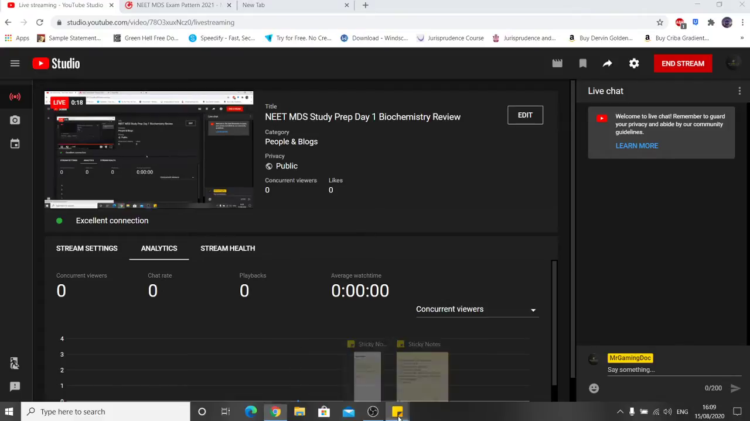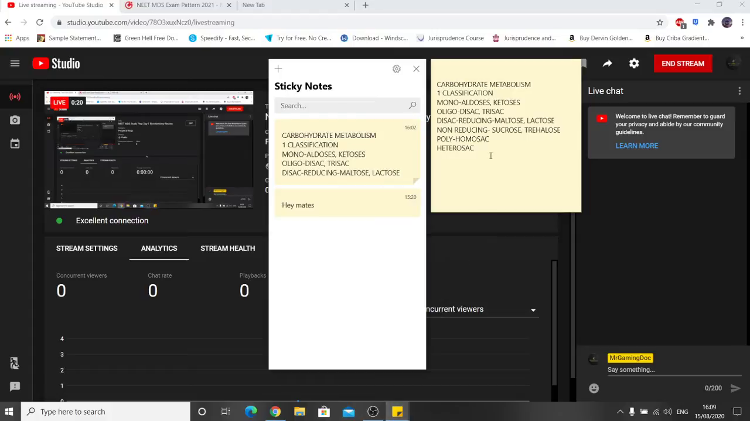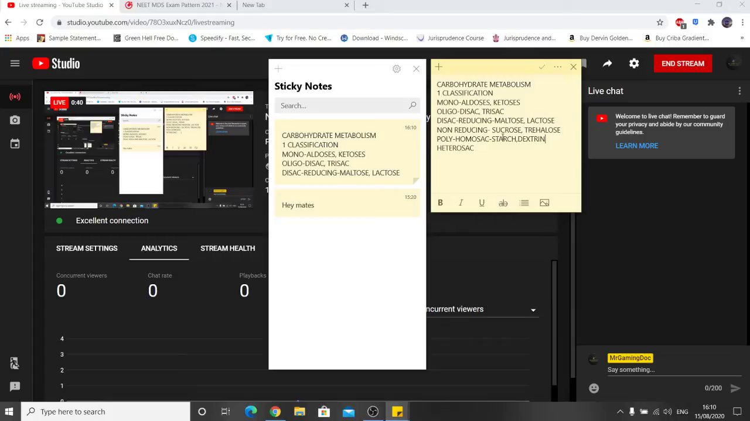So we are at polysaccharides. They are divided into homosaccharides and heterosaccharides. We need to be doing this very fast because we have a lot of stuff to complete. So homosaccharides, they are starch, dextrin, inulin, glycogen, and cellulose.